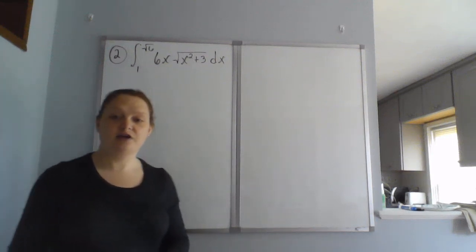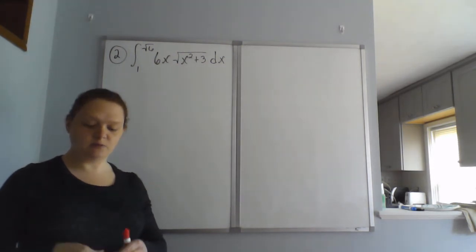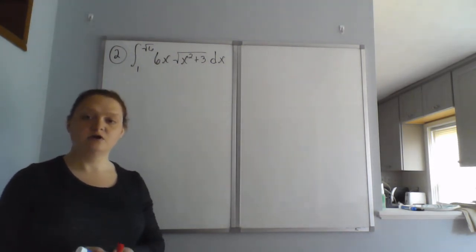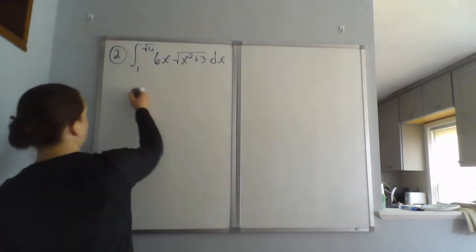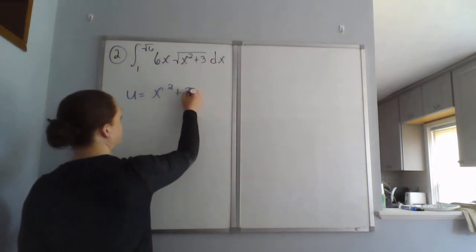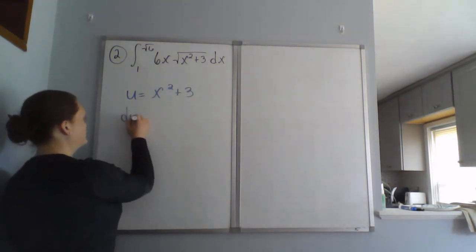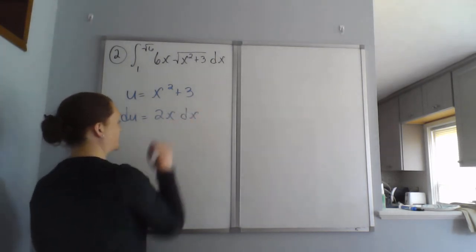Let's take another look at a different example, okay? So this time, we still have two polynomial pieces and one is contained inside of a radical. So when it comes to choosing u, we're going to do the part that's inside of the radical. So here I'm going to do u is equal to x squared plus 3. The derivative of that, the du, is 2x dx, okay?